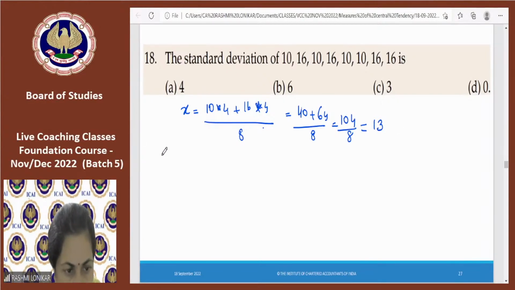Okay. So I find x, then I find x minus x bar, then I find x minus x bar the whole square. Okay.